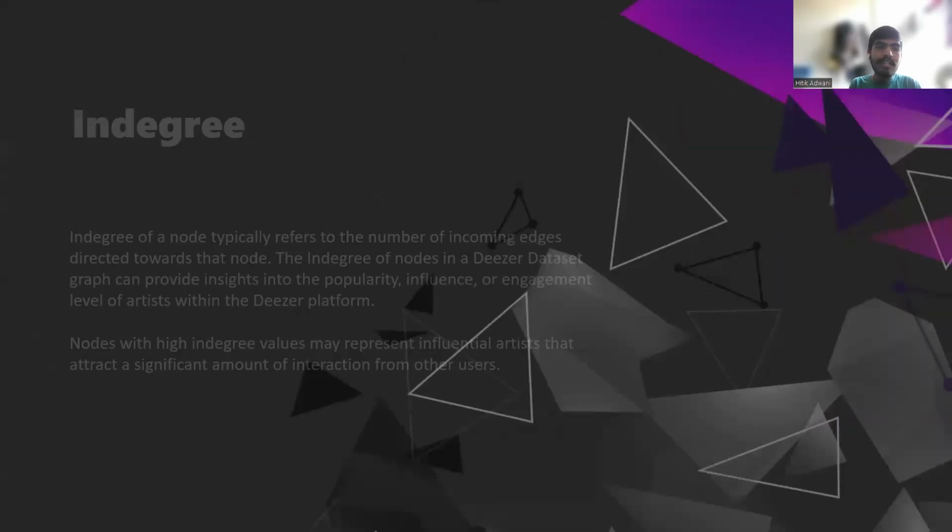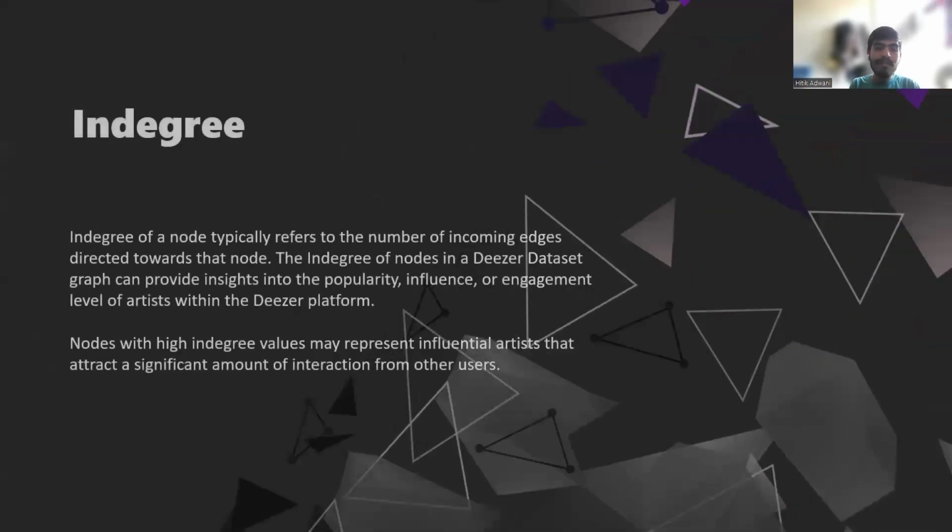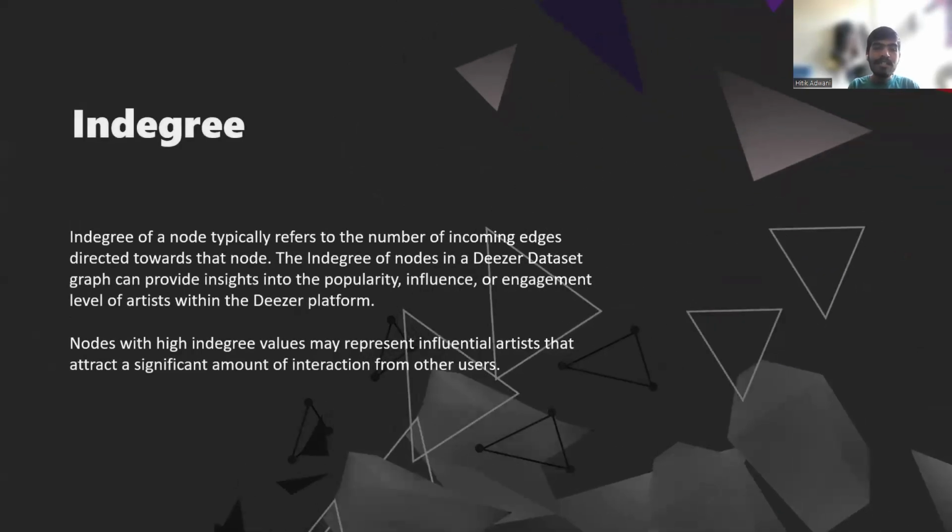First one is in-degree. The in-degree of a node typically refers to the incoming edges to that particular node, which may signify the popularity, influence, or engagement level of artists within the Deezer platform. Nodes with high in-degree values may represent influential artists that attract significant users.